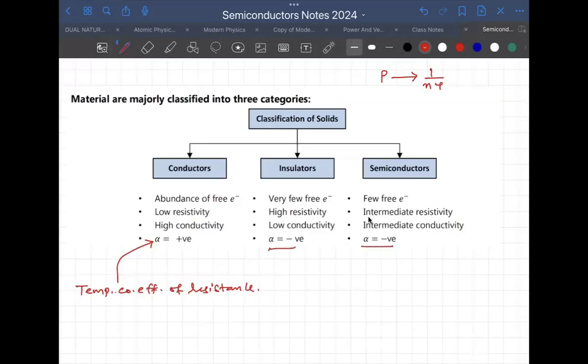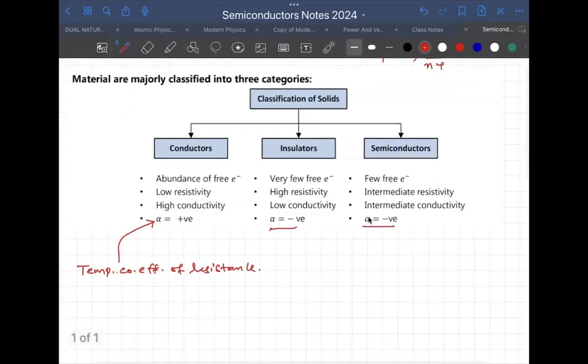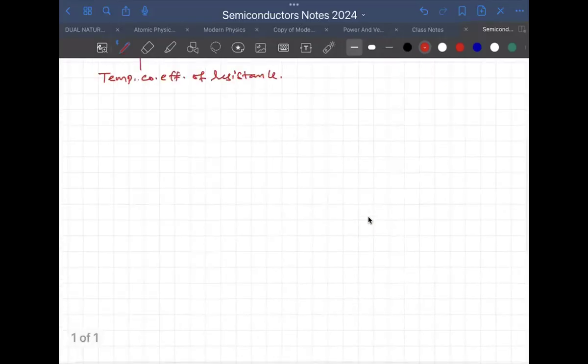That is the reason why only conductors will accept Ohm's law. Semiconductors will not follow Ohm's law, meaning the voltage and current curves are not straight lines. So to study this much more carefully, we require band theory in solids.